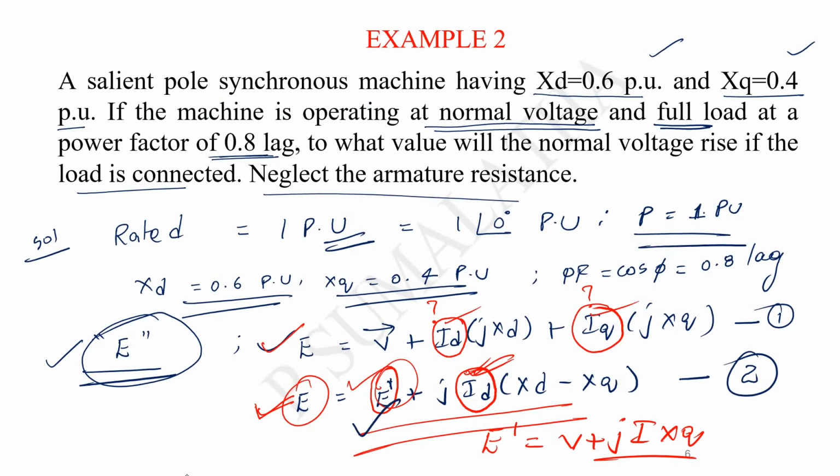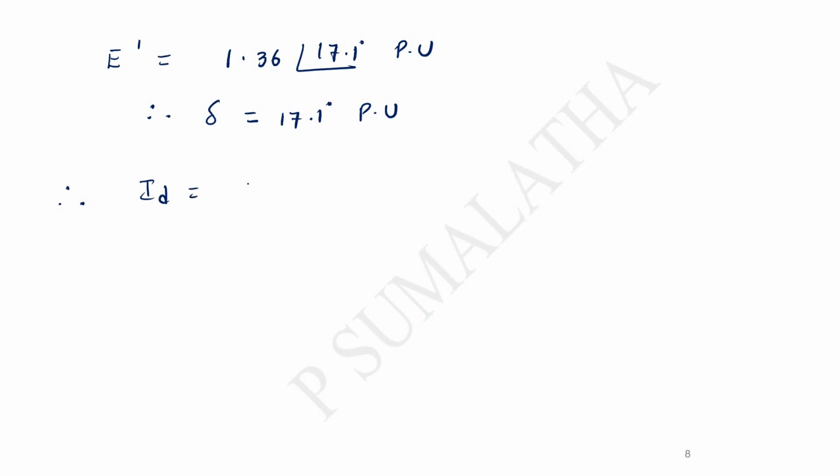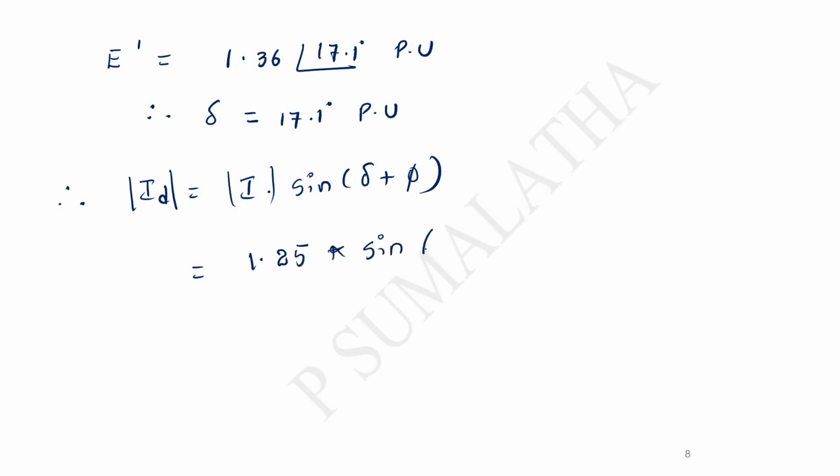Now we have determined the E dash value and we know the del value also. So now we can find out the current ID. ID is equal to I into sin(del plus phi). So we know everything. For the current I value, we are going to find out only the magnitude, that is 1.25 into sin(17.1 degrees plus 36.87), which is equal to 1.01 per unit.